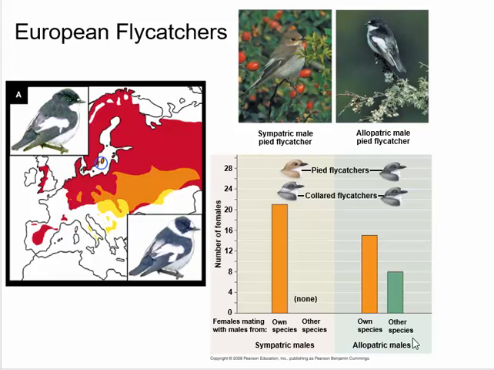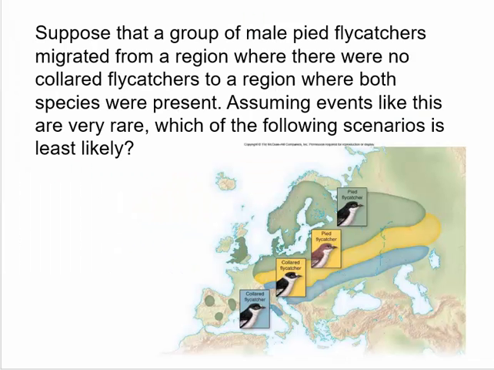If we set this up differently, so we take the females and give them the choice of these allopatric males. Now remember, the allopatric males of the pied and collared flycatchers look pretty similar. And the females aren't as good at picking their own species here. They do the majority of the time, but a good chunk of the time, eight of the females picked their non-specific male. All right, so wrap your head around that with this question and pick the best answer.